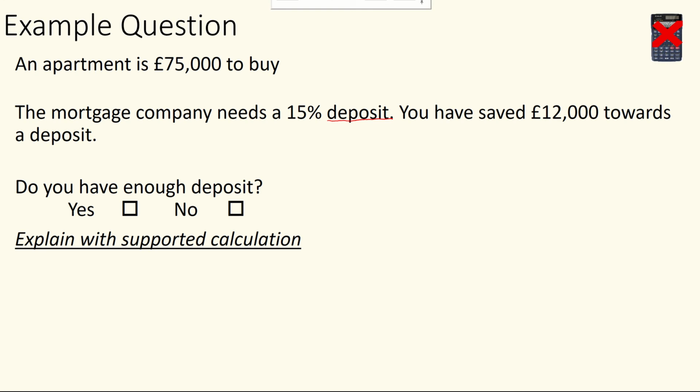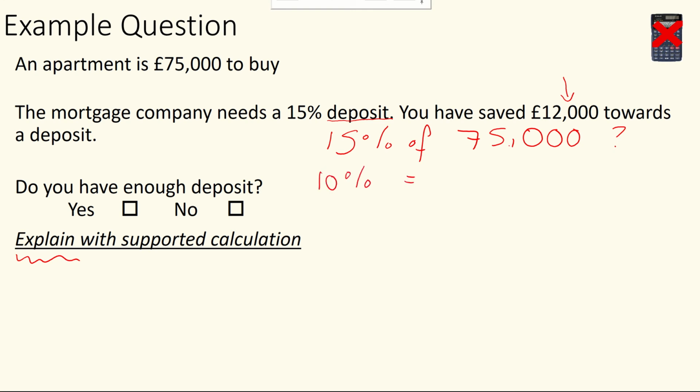Let's carry on. The mortgage company needs 15% deposit. You have saved £12,000 towards a deposit. Do you have enough deposit? Yes or no? And the famous word explain. Right, we need to know then, first of all, what is 15% of 75,000? Because if we knew that, we could compare it with this value here, the 12,000, and we'd see if we'd saved enough. So let's find out.